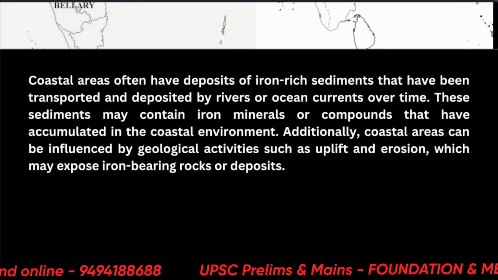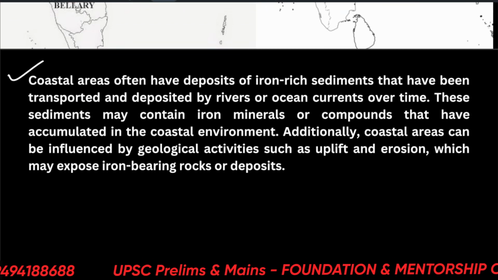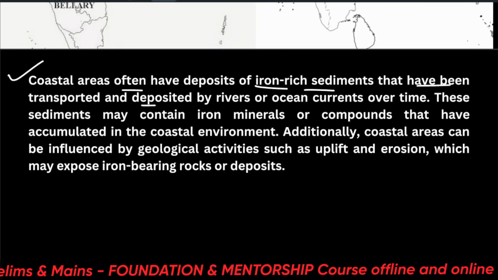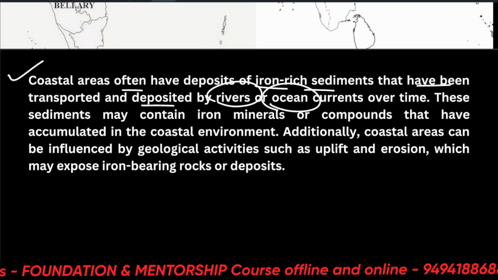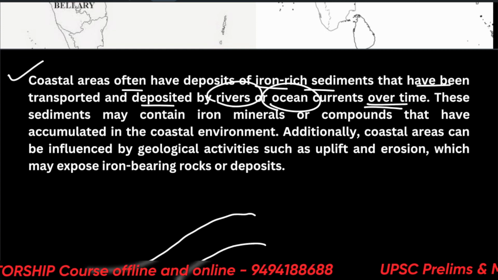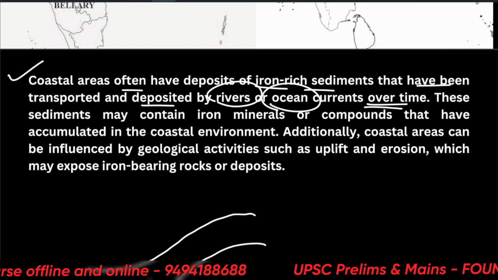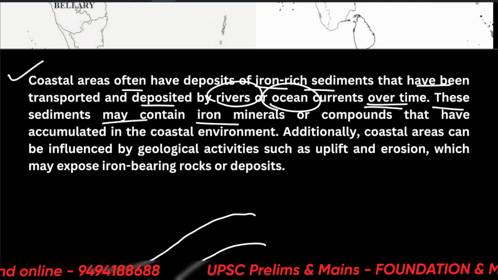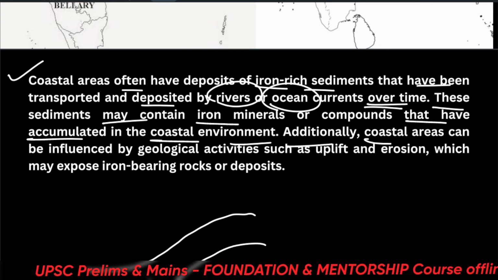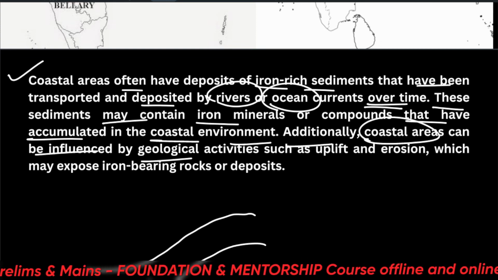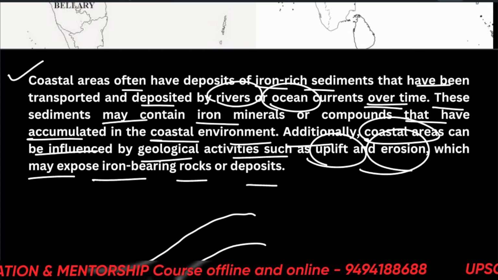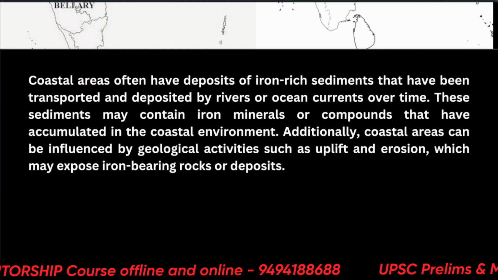So iron is something that can be found in the coastal areas as per our map. So coastal areas often have deposits of iron-rich sediments that have been transported and deposited by rivers or ocean currents over time. That means it is carried by river or ocean currents. Okay, these sediments may contain iron minerals or compounds that have accumulated in the coastal environment. Additionally, coastal areas can be influenced by geological activities such as uplift and erosion, which may expose iron-bearing rocks or deposits. We have already seen another question about this uplifting.